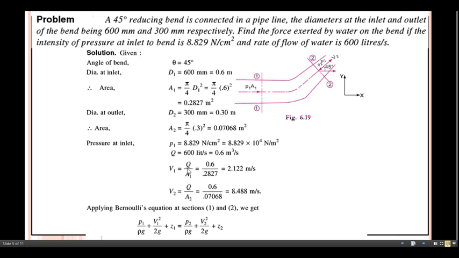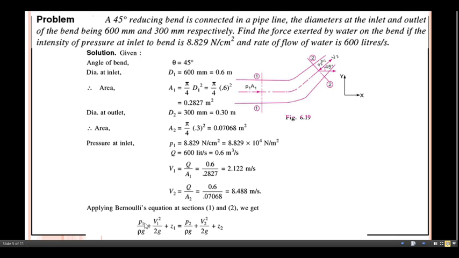What about the use of this one? From this, you know the area, and by using the continuity discharge relation, you can get V1 equals Q divided by A1. So Q with us is 0.6, the area with us here is 0.2827. Do the calculation, you can get V1 equals 2.122 meter per second. Similarly, get the value for V2, that is Q divided by A2. Then we can get 8.488 meter per second.